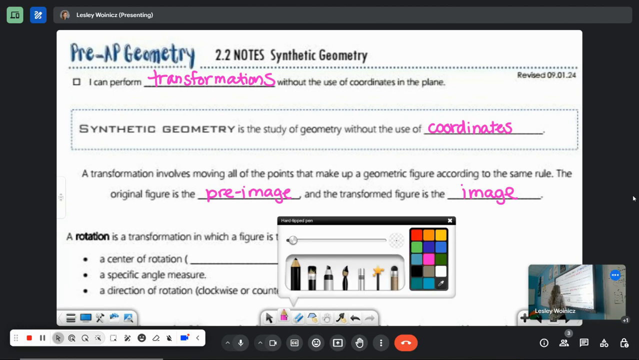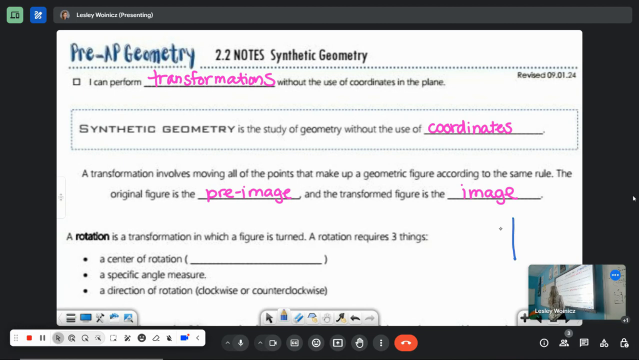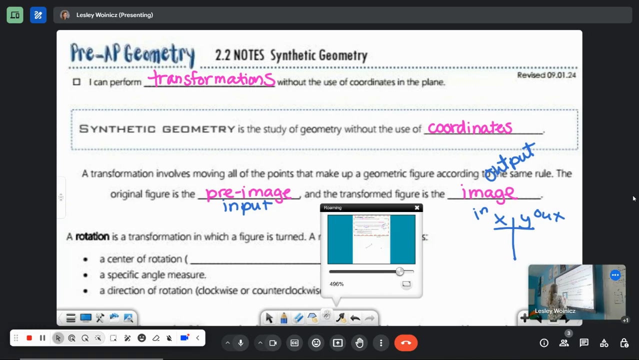Okay, so if you were thinking about algebra 1, like x and y, input, output, which of these is the input? Yeah, the pre-image. This is the input. And then the transformation is kind of like the function rule that we apply to the input, and we of course get the output. So just like we transform all of the inputs according to the same rule, we would transform all points in the pre-image according to the same rule.